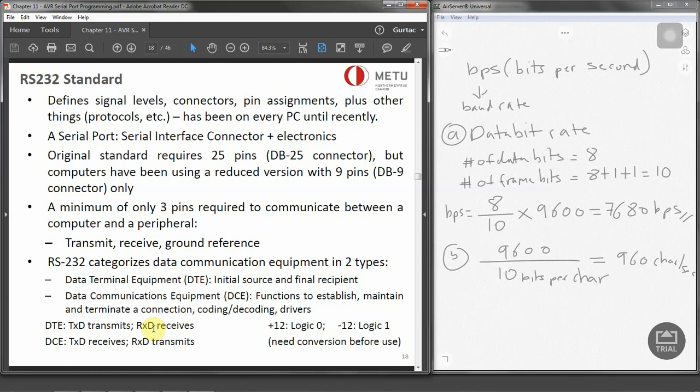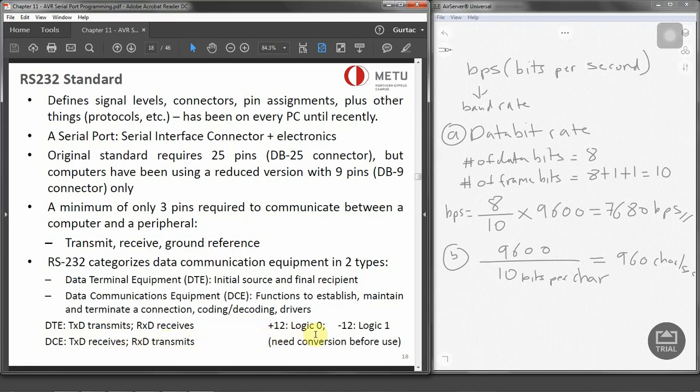Okay, so these are the 2 things that we need to understand, the terminal equipment and the communication equipment, and this is also an interview question, so please note it down. You might get a question if you are working in the embedded industry and you are using RS-232: what's the difference between DTE and DCE? Okay, so DTE: TXD transmits and RXD receives, and DCE: TXD receives and RXD transmits.